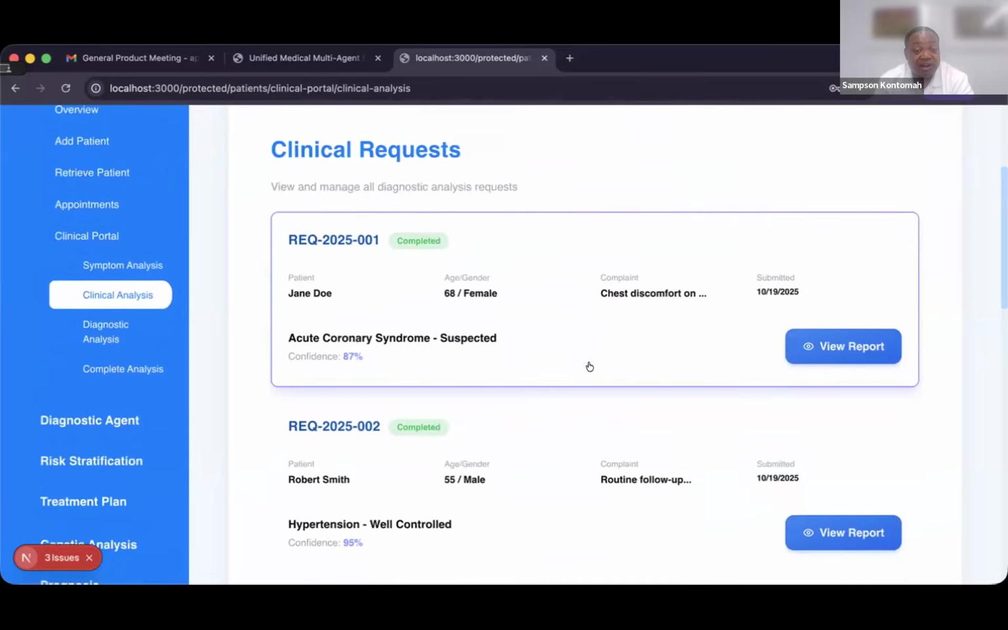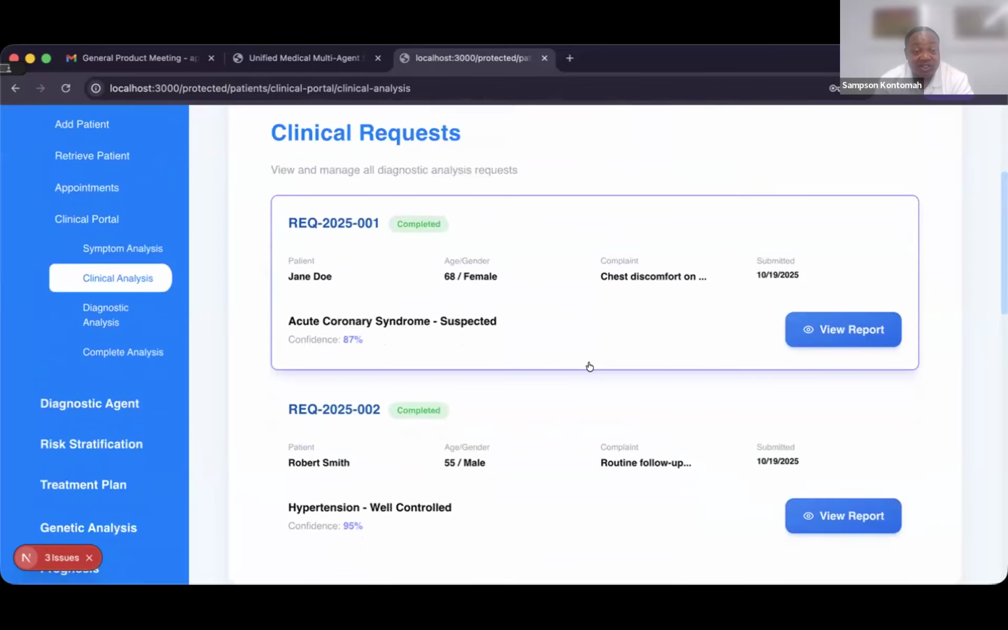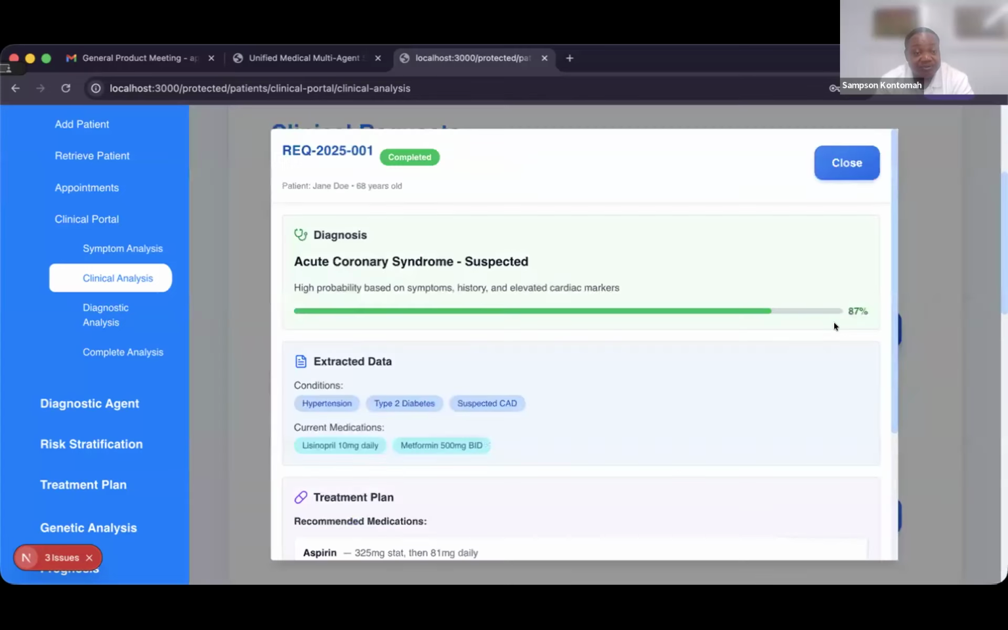So we have a request here made by a clinician or a cardiologist or whoever is using it. This is the request number, the patient name, and all the information. The chief complaint is chest discomfort. Our agents did the analysis and got acute coronary syndrome suspected. Confidence level is 87. So let's view the report of this particular analysis.